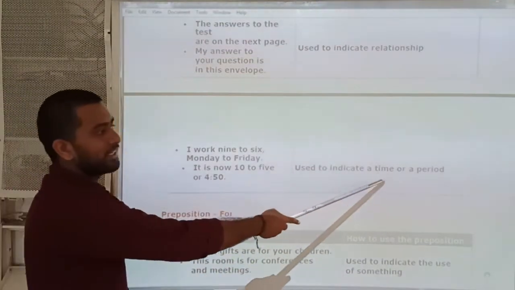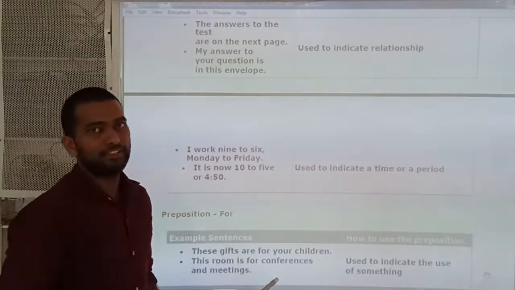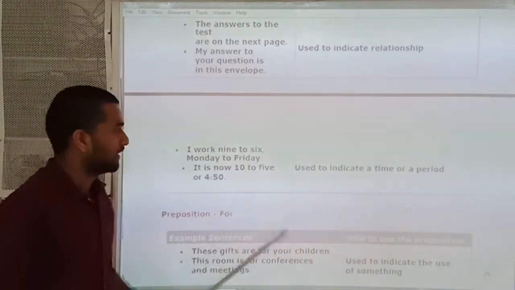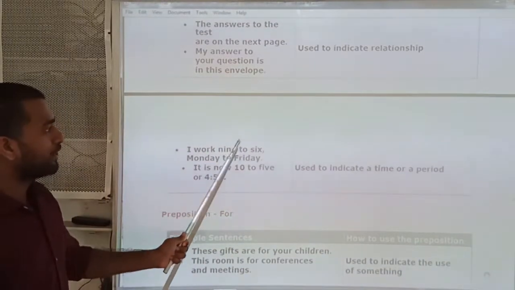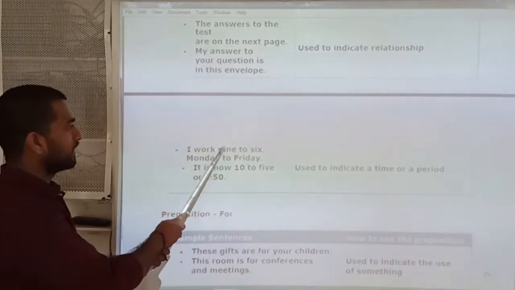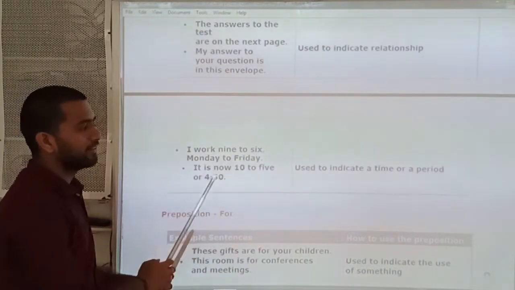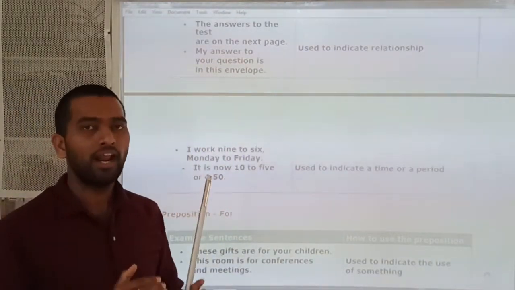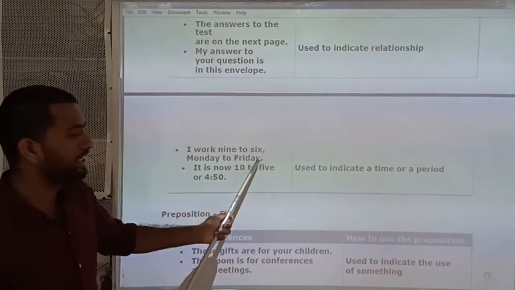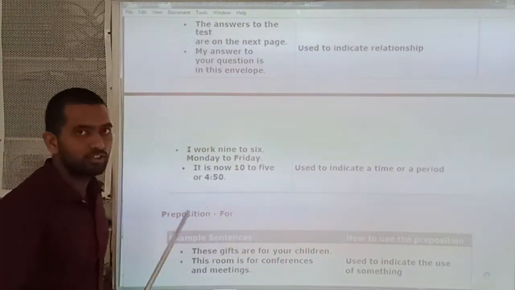Next, use it to indicate a time or a period. See, I work 9 to 6 Monday to Friday. Here 9 to 6 Monday to Friday means it is a certain duration or certain period. So when we use it to indicate a time or duration, we use the preposition to.